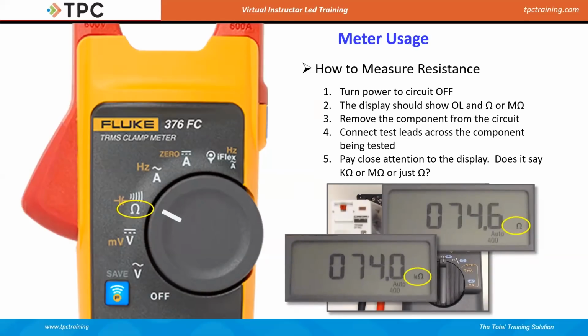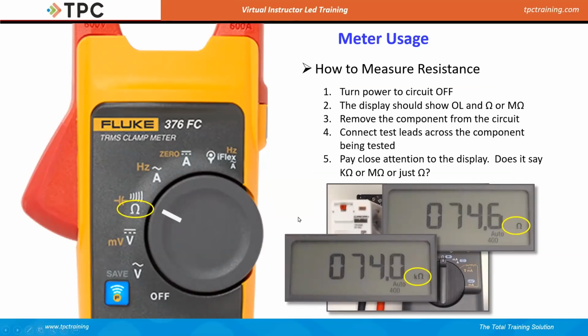This is how you get fooled. Look closely at this one on the bottom, and you'll see K ohms. So this measurement here, K, is 1,000 times different than the one above it. One of them is 74 ohms, the top one, and the bottom one is 74,000 ohms, K. That's K for 1,000 and M for 1,000,000. So it is really, really easy to get fooled on that, not just on continuity, but also voltage as well.